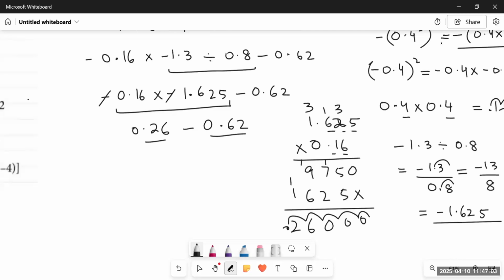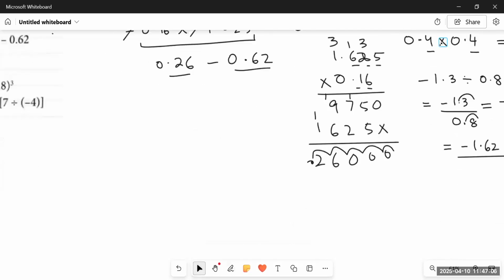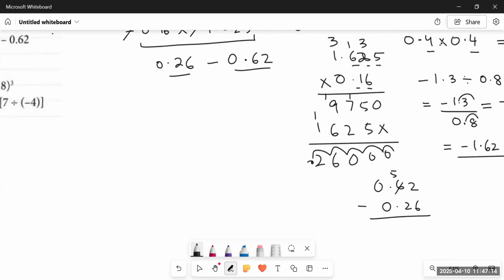So what do we have to do? We have to subtract: plus minus, minus. And this is the greater number, 0.62. 0.26 is smaller. So we'll take a carry over here, and the answer would be 0.36. The sign would be placed for the greater number. And since 0.62 is greater, the answer would be minus 0.36.